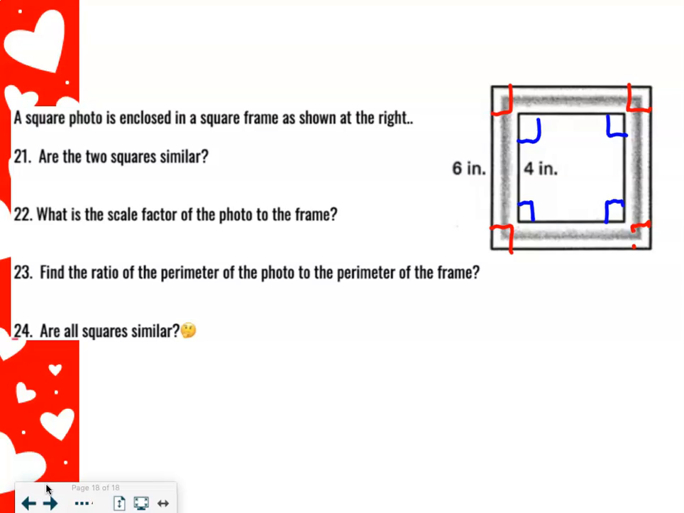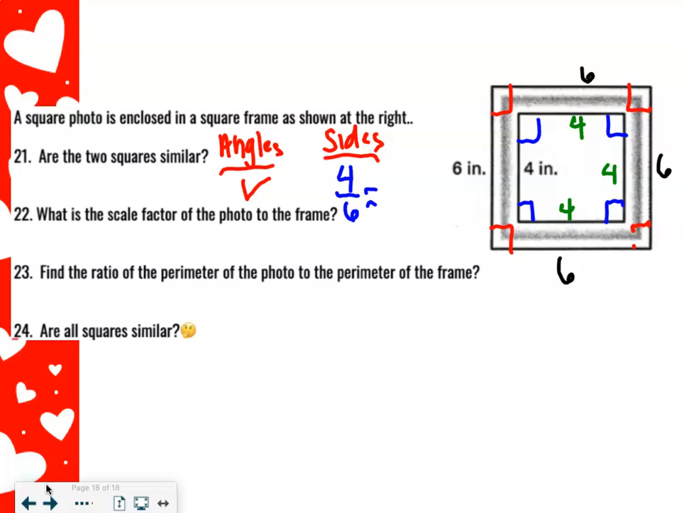So our angles check, so let's put angles. And then our sides, think about it, folks. All of our sides have to be, so 6, this is 6, 6, and 6. And then all my sides on the inside, they're the same, right? So I'm going to have 4, 4, 4. So no matter what two sides I pick, my ratio is going to be, let's put sides, 4 to 6. And if I reduce it, it's 2 to 3. So our sides are proportional, our angles are congruent, so yes, they are similar.